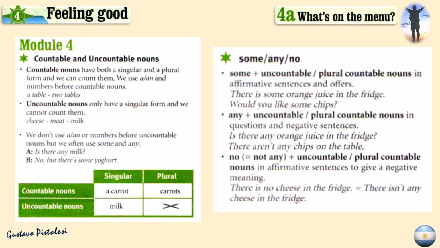Some, any, no. Some plus uncountable, plural countable nouns in affirmative sentences and offers. There's some orange juice in the fridge. Would you like some chips? Any plus uncountable, plural countable nouns in questions and negative sentences. Is there any orange juice in the fridge? There aren't any chips on the table. No, or not any, plus uncountable, plural countable nouns in affirmative sentences to give a negative meaning. There is no cheese in the fridge. There isn't any cheese in the fridge.